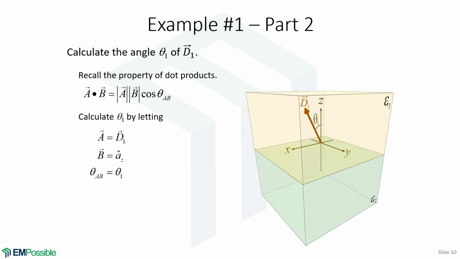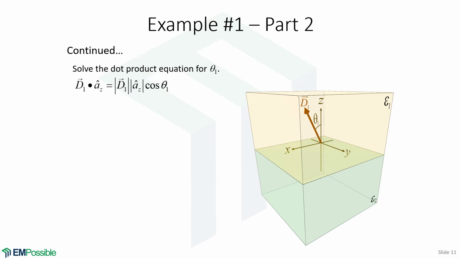So we can use this equation if we let A be the D1, the B be a unit vector in the z direction, and of course our angle theta AB is actually theta 1. That lets us rewrite that dot product. And we end up here. So essentially, we need to solve this for cosine of theta 1. So let's continue.